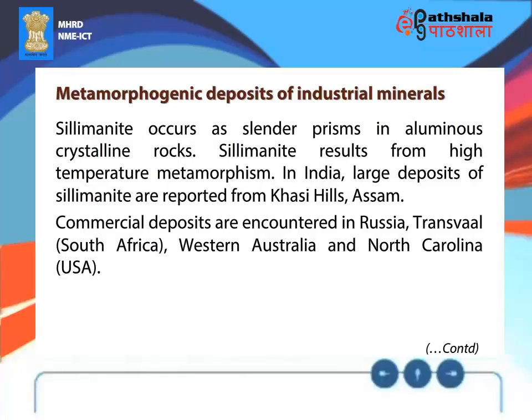Sillimanite occurs as slender prisms in aluminous crystalline rocks. Sillimanite results from high temperature metamorphism. In India, large deposits of sillimanite are reported from Khasi Hills, Assam. Commercial deposits are encountered in Russia, Transvaal, South Africa, Western Australia and North Carolina in USA.